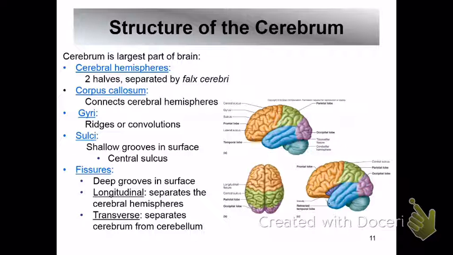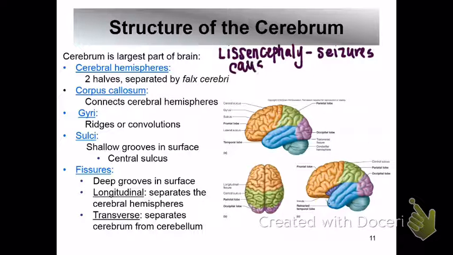Okay, write this in about those gyri. Lissencephaly. So in the cerebrum, there are no bumps. Seizures caused by no gyri, none of them. And so it would be commonly thought of as a smooth brain.